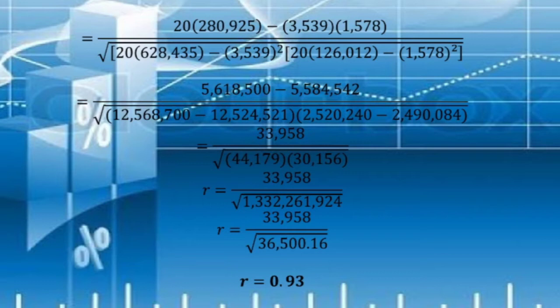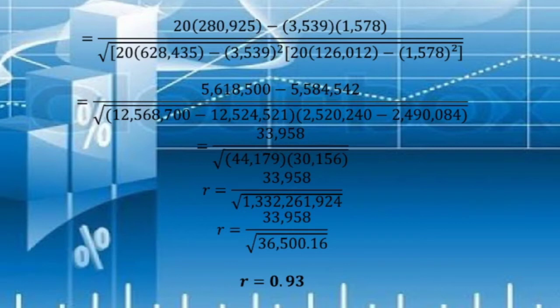The square of 3,539 equals 12,524,521. Then times 20 times 126,012 equals 2,520,240. Then copy minus. Then the square of 1,578 equals 2,490,084.